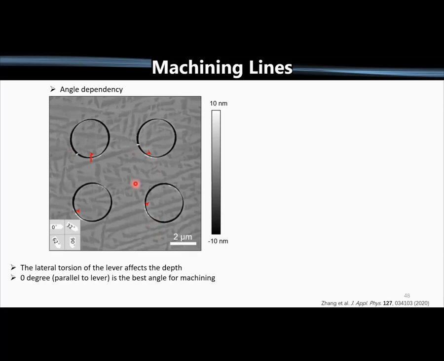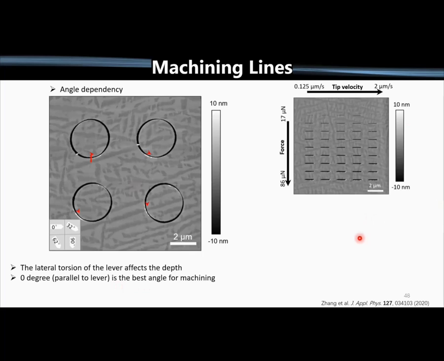So the torsion of the cantilever, even though this is somewhat of a high torsional stiffness lever, there is still a little bit of twist when you're going around that direction and that motion. So the 0 degree parallel to lever was the best angle for machining. And so we did our carving in that direction in each case. Again, we looked as a function of force, and here we're going up to micronewtons again, as a function of tip velocity. So we figure out the thinnest line we can draw, the deepest line we can draw, and again, now we have the parameters that we need to be able to apply our machining.